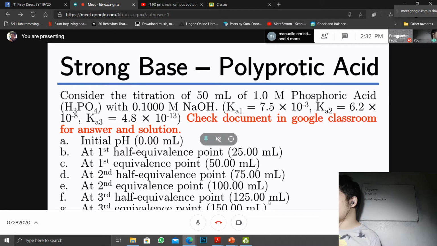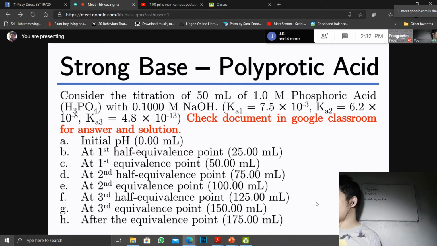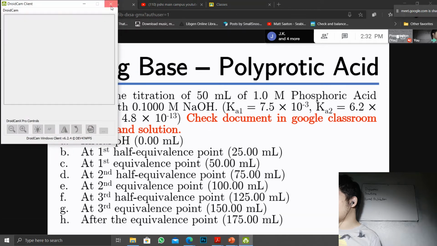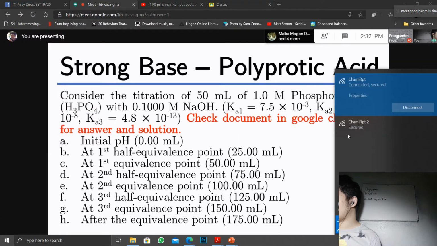Polyprotic acid, no? More than one ionizable proton. You won't be looking at the concentrations in between, but in fact, you would be examining only pH at the equivalence points and half equivalence points. Indeed, yung mga pinaka-special, no?